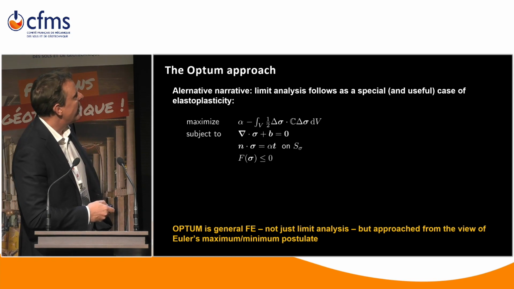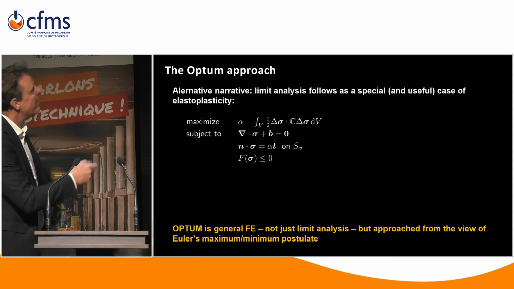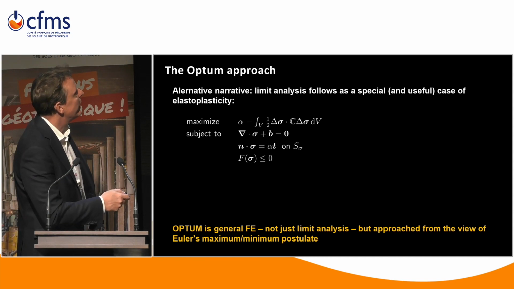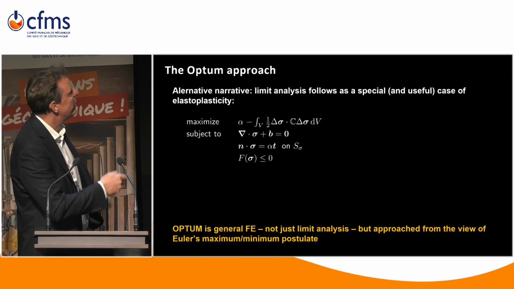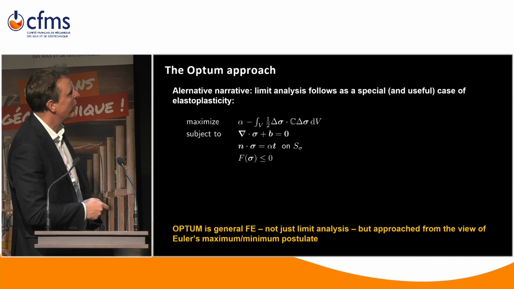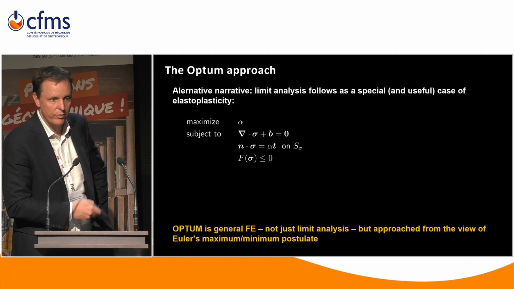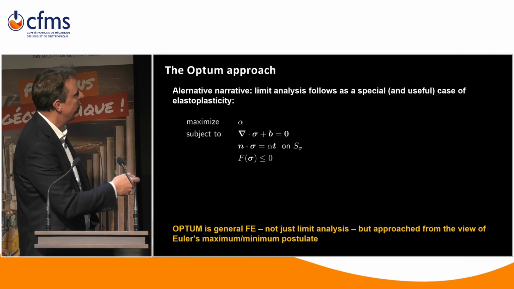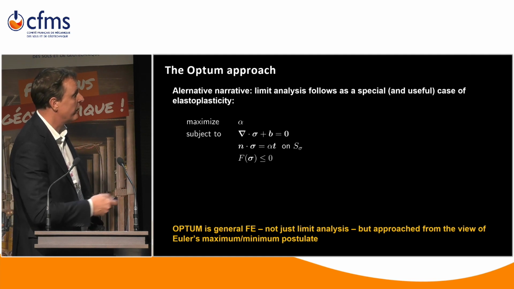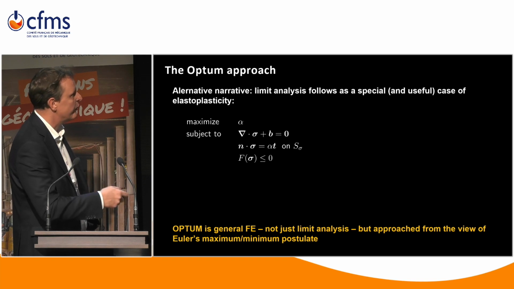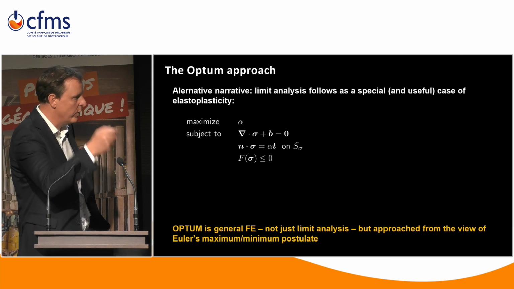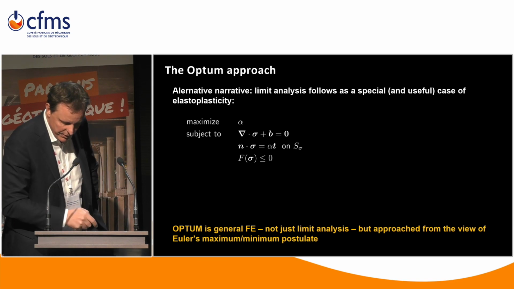So maybe a better story would be to say, yeah, we can deal with elastoplasticity in an optimization type, minimum maximum type framework, and then if we want rigid plasticity, well, we just turn off the elasticity. We just turn off the elastic strains, and then you have rigid plasticity, which is, of course, a very important problem, and it's useful enough to be able to solve that on its own without having to do the step-by-step analysis.